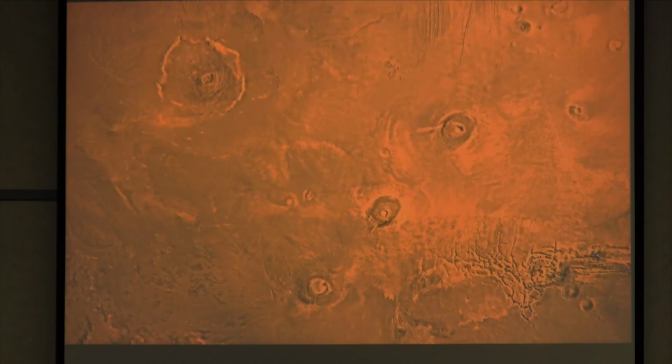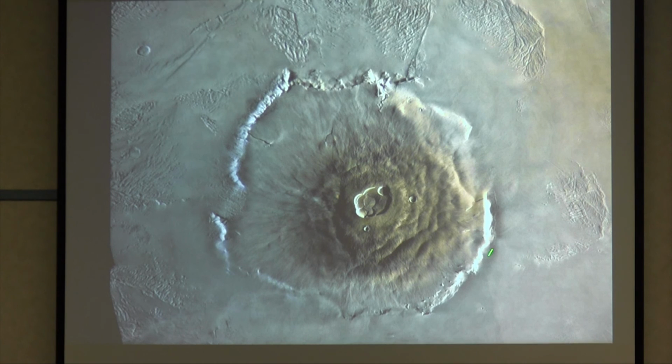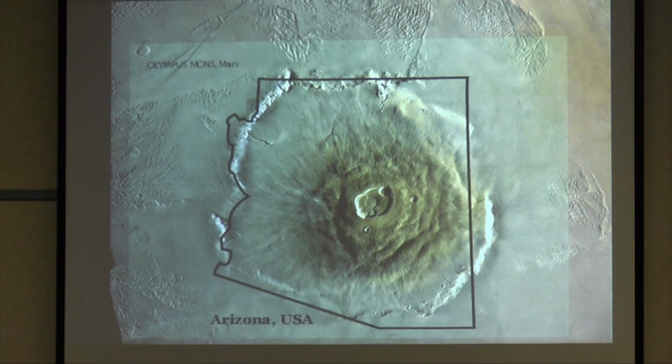Much like Mount Everest rises from the Himalayan plateau, Mount Olympus rises from the Tharsis Plains. There are also three other very strong shield volcanoes. Looking at Mount Olympus, it's the largest volcano in the solar system. How big is it? It is the size of the entire state of Arizona.